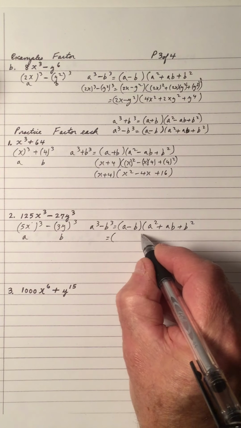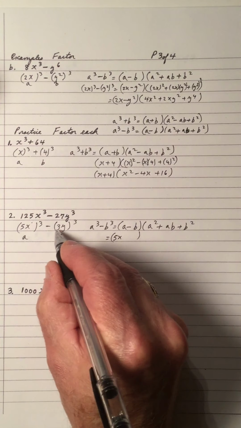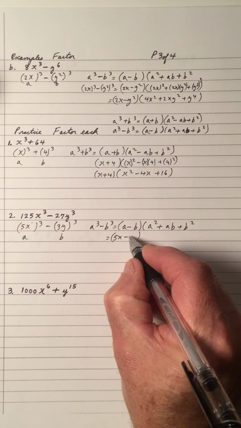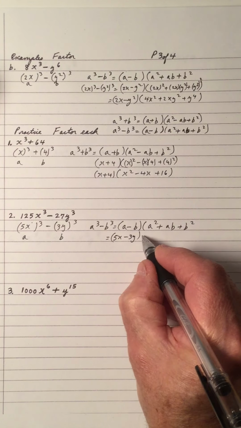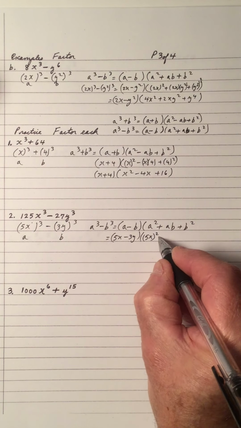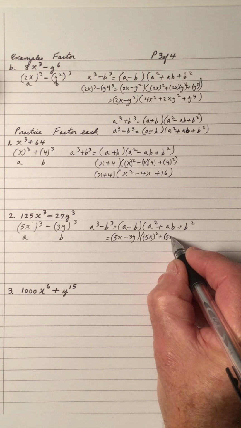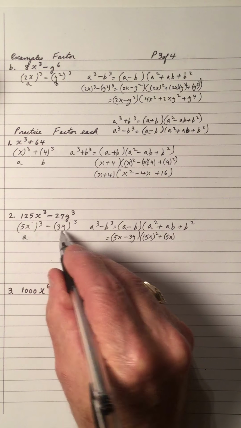And we fill in. A is 5x. B is 3y. A is 5x. B is 3y.